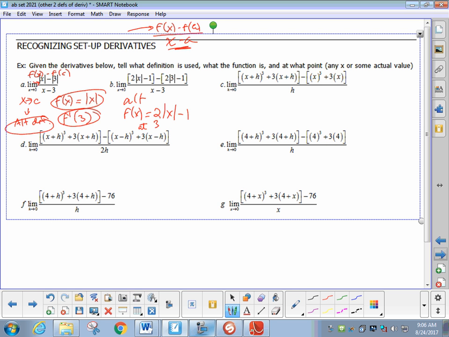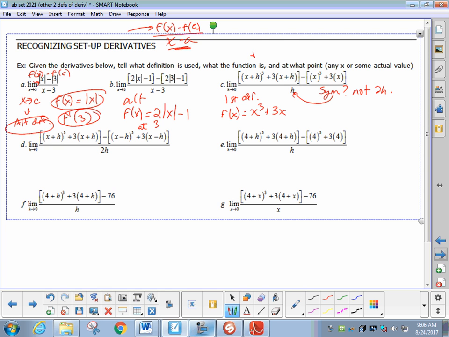Which definition do you feel like? Okay, if it's symmetric, you see h's, so I see what you're saying. Is it symmetric? What's the best place to look for symmetric? Bottom, yeah. No, because it's not 2h, so it's not symmetric. The first definition, okay. So the first definition, what's the function? x cubed plus 3x. Okay.